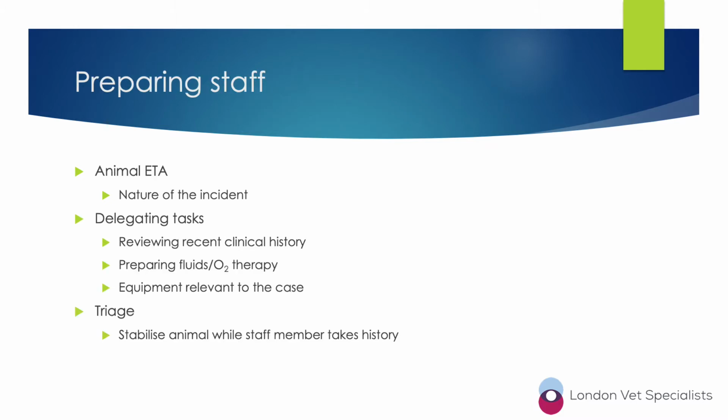So in order to prepare staff, make sure that everyone is aware of what is occurring. If there is an estimated arrival time for the patient, then we can have a target to work towards in order to make sure that everything is ready to go. We need to know how severe the incident is. That will give us an idea of what sort of equipment we need to have ready.